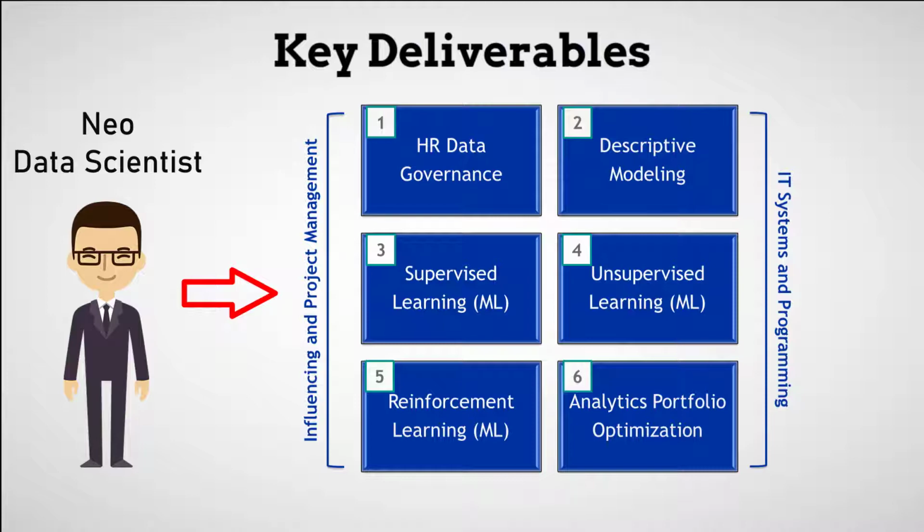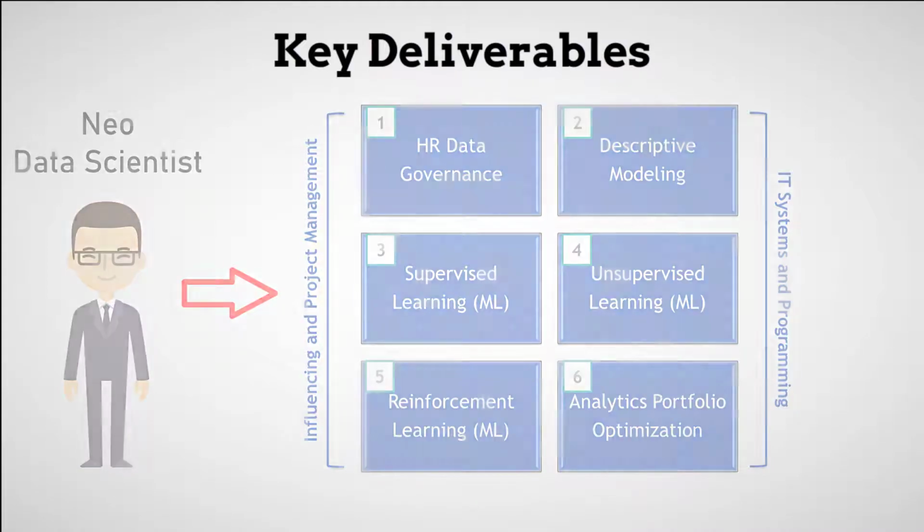Once you've done that, then the more senior data scientists actually optimize the portfolio of models, where you're taking all of the stuff from descriptive modeling, supervised, unsupervised, and reinforcement learning, and making sure that it's connected to a broader improvement method and adding value.